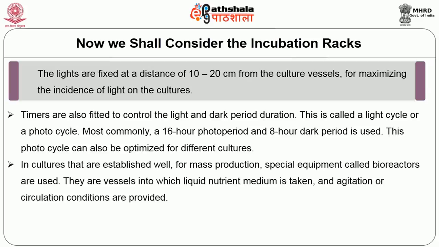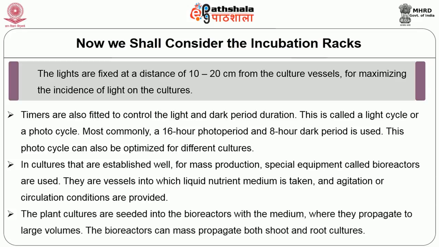In cultures that are established well for mass production, special equipment called bioreactors are used. These are vessels into which liquid nutrient medium is taken and agitation or circulation conditions are provided. The plant cultures are seeded into the bioreactors with the medium, where they propagate to large volumes. The bioreactors can mass propagate both shoot and root cultures.